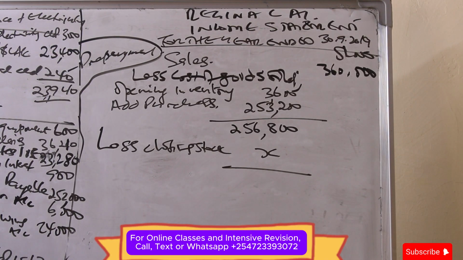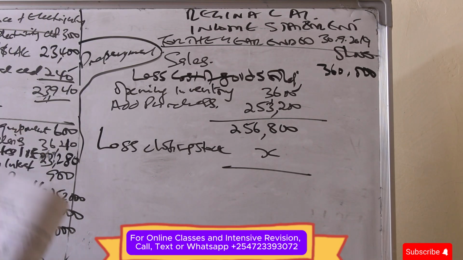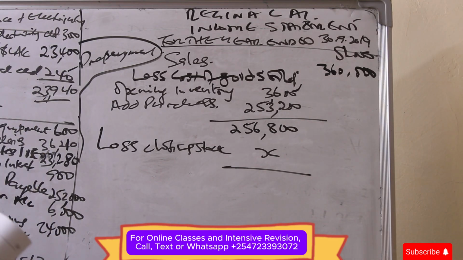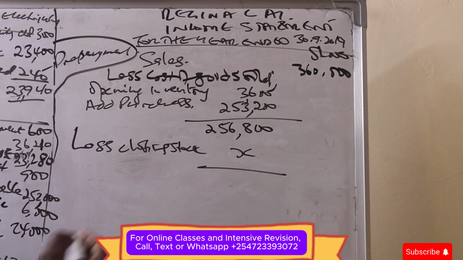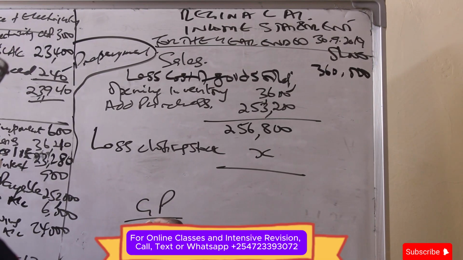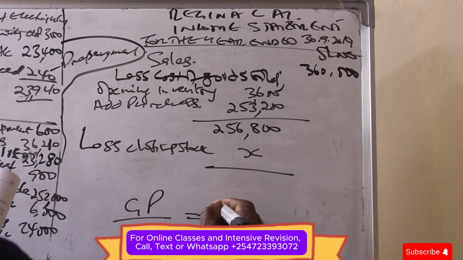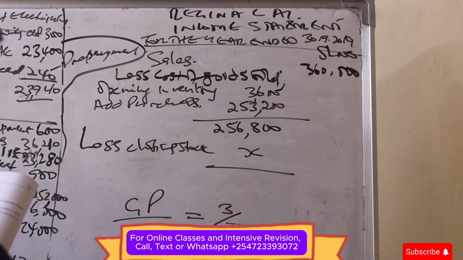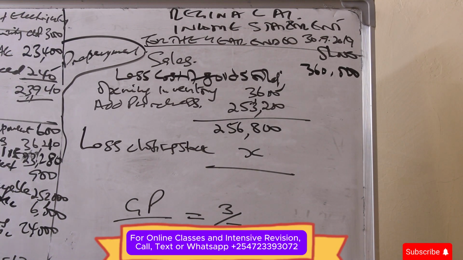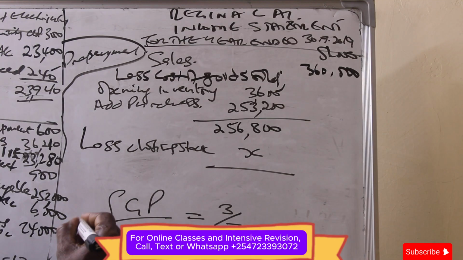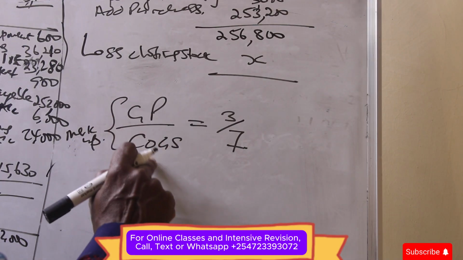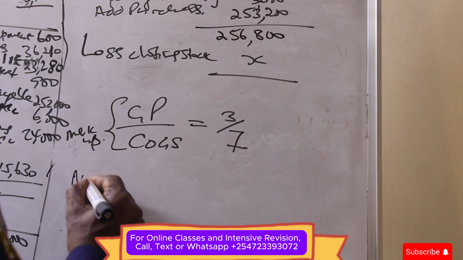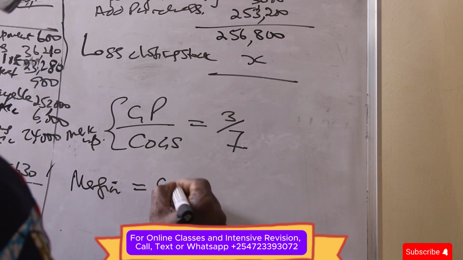But the question clearly shows closing stock is not given. But there is a clue you have been given at the beginning. We are told that gross profit to cost of goods sold is equal to 3 out of 7. And this is what we call markup, markup on cost. We want to move from markup to margin, to gross profit to sales.